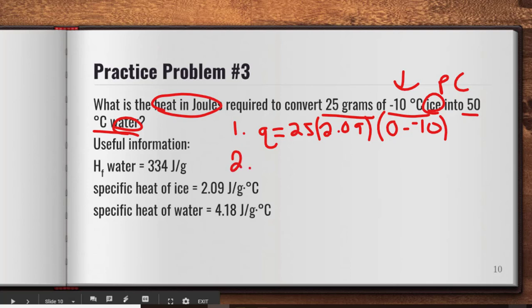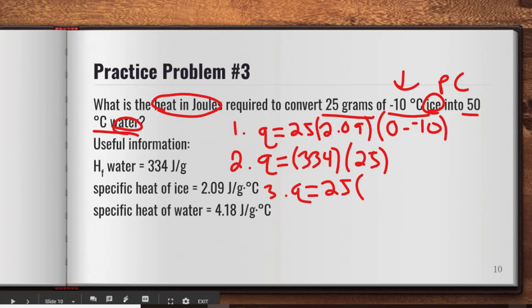That's Q equals HF times M. So we're going to have Q. The HF is 334. And our mass, again, is 25 grams. So that is the amount of heat required to go from 0 degrees Celsius of ice into 0 degrees Celsius of water. Our third equation is back to Q equals MC delta T, but now we are in our water state, so we're going to use the specific heat of water.